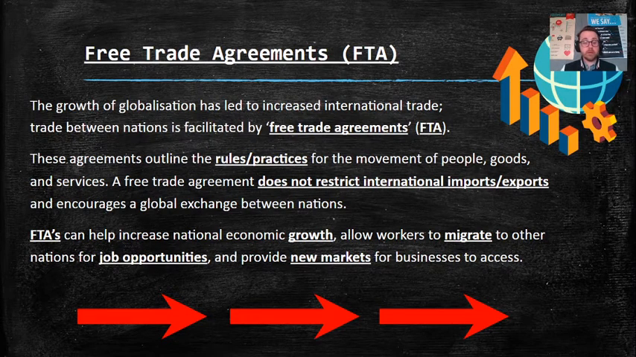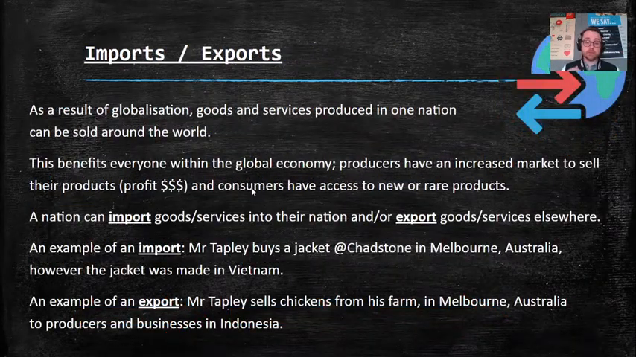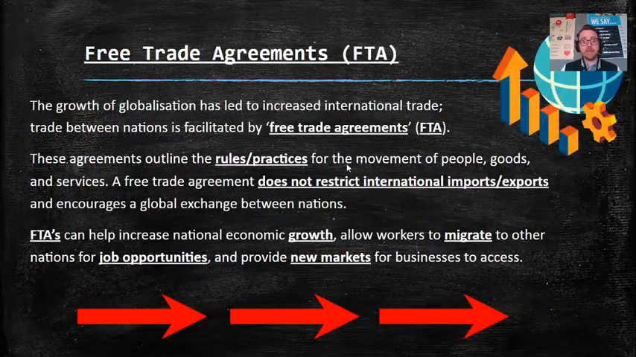So basically you've got globalization, which is everyone being connected, selling, moving around the world. You've got imports and exports, which are the things that they are selling or buying. And then FTA, that's basically the rules, the practices, it's the guidelines, the guidebook. Thou shalt do this, thou shalt not do this, for globalization.